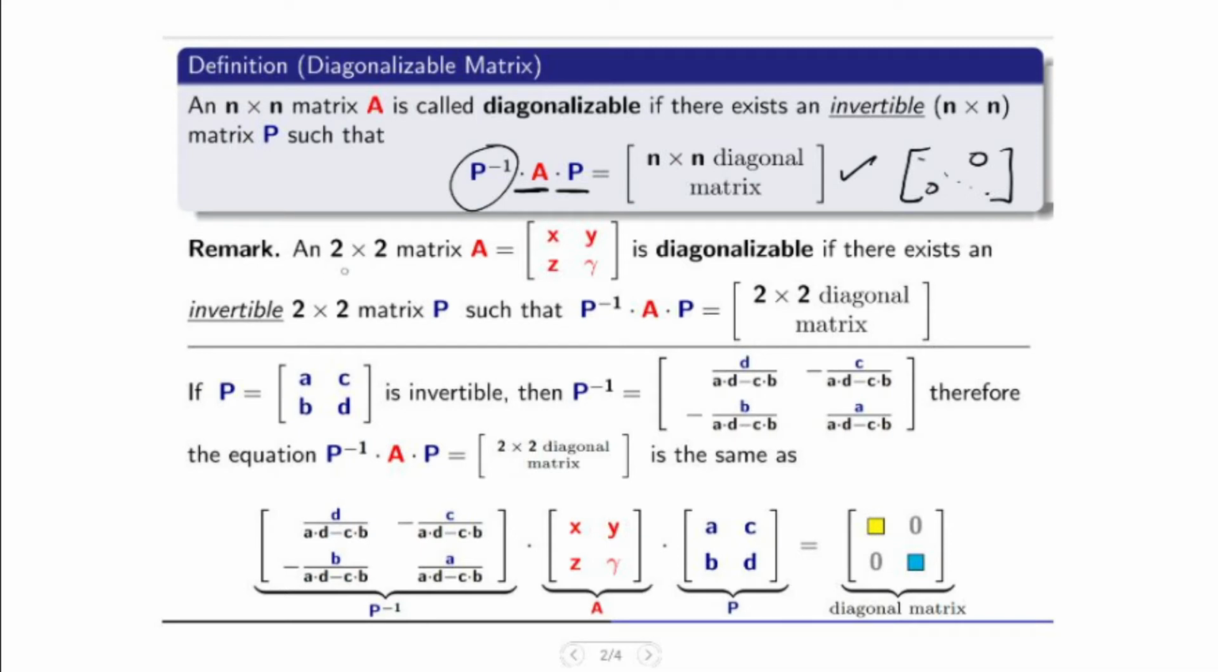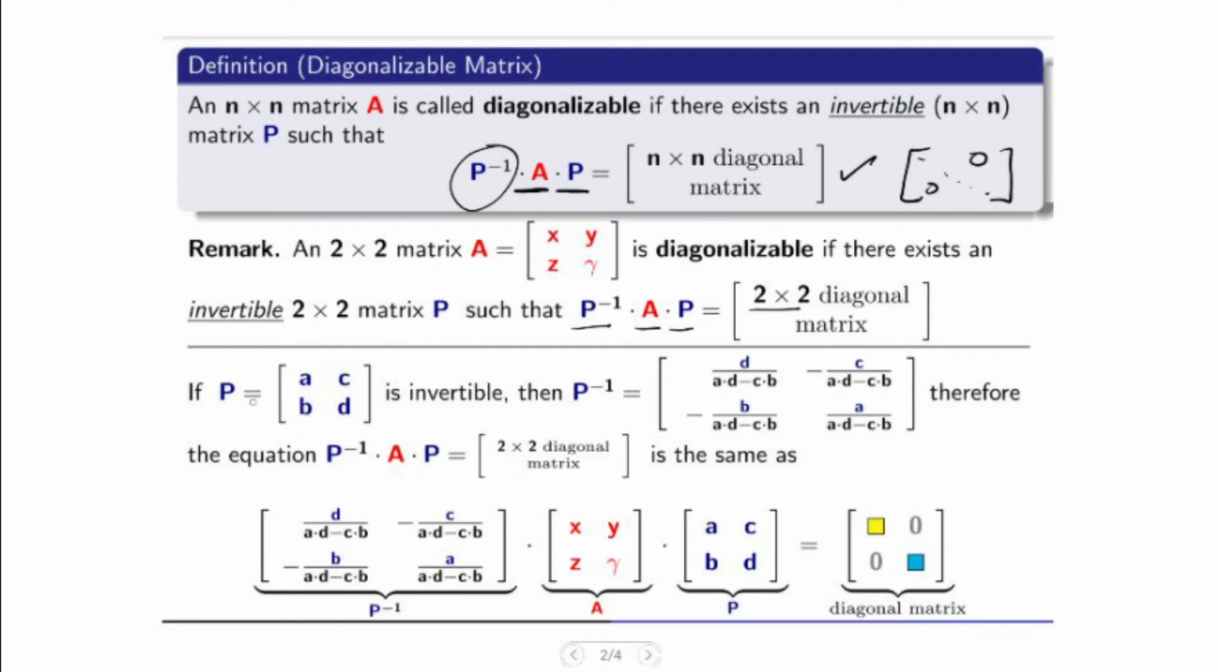So here we have a remark, that is, a 2 by 2 matrix A with elements x, y, z, and gamma is diagonalizable if there exists an invertible 2 by 2 matrix P such that its inverse times the matrix A times P is equal to a 2 by 2 diagonal matrix. So let's look at an example here. This is a general example with alphabets.